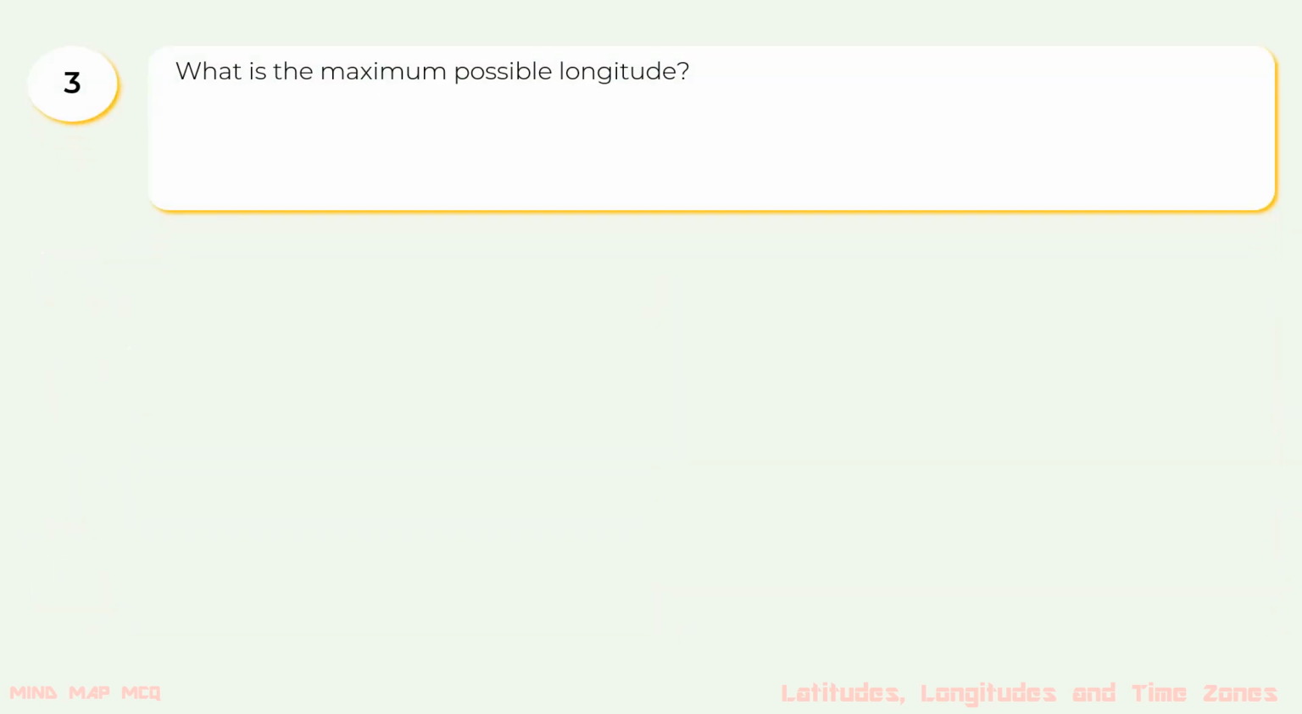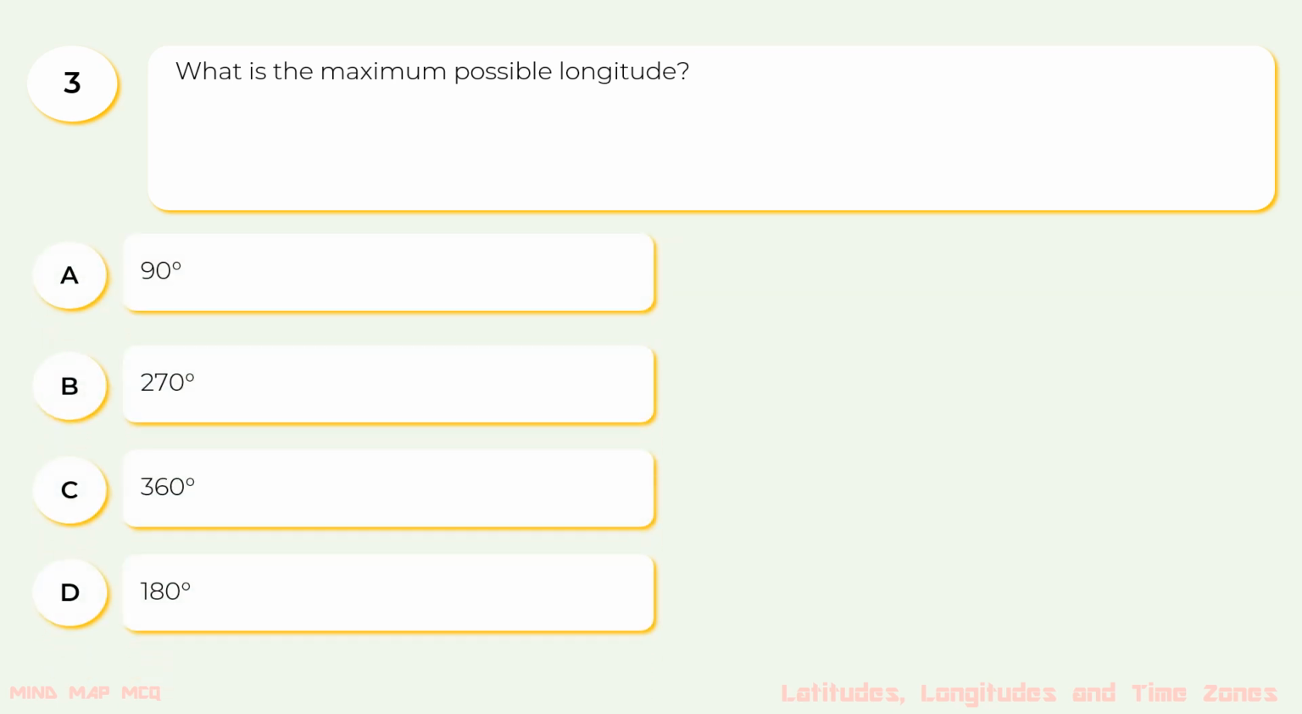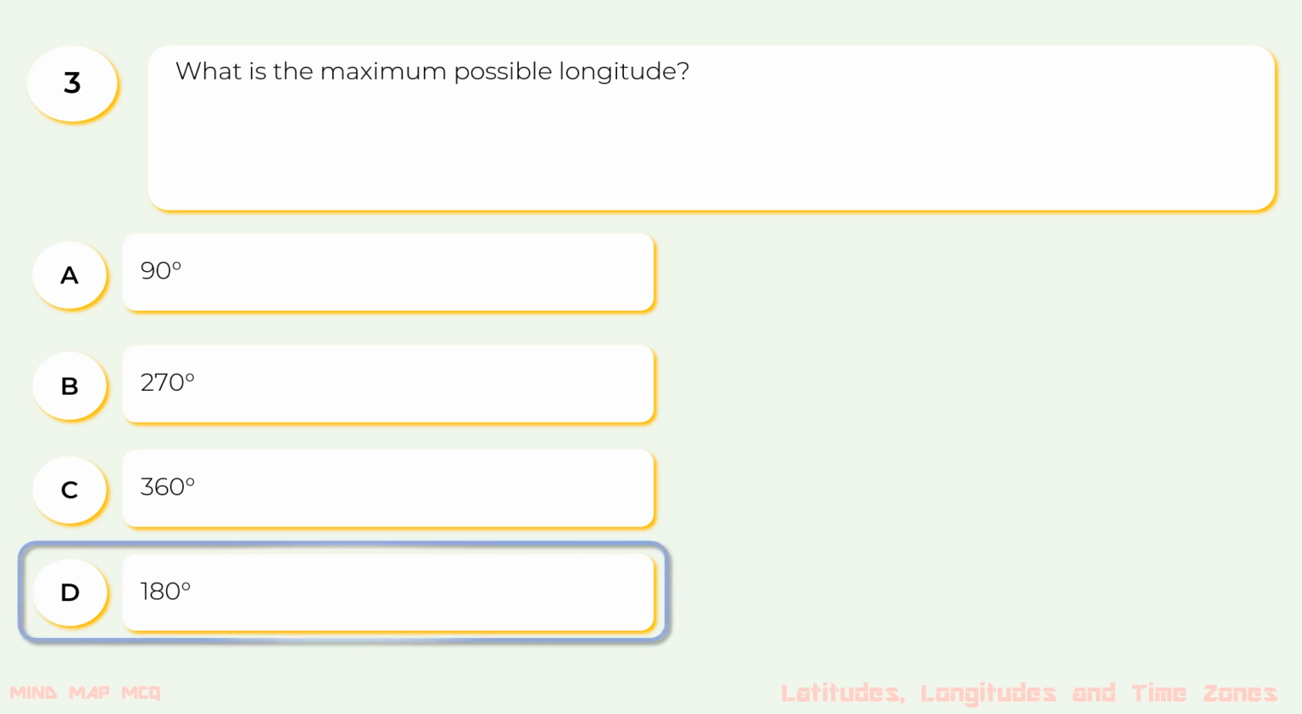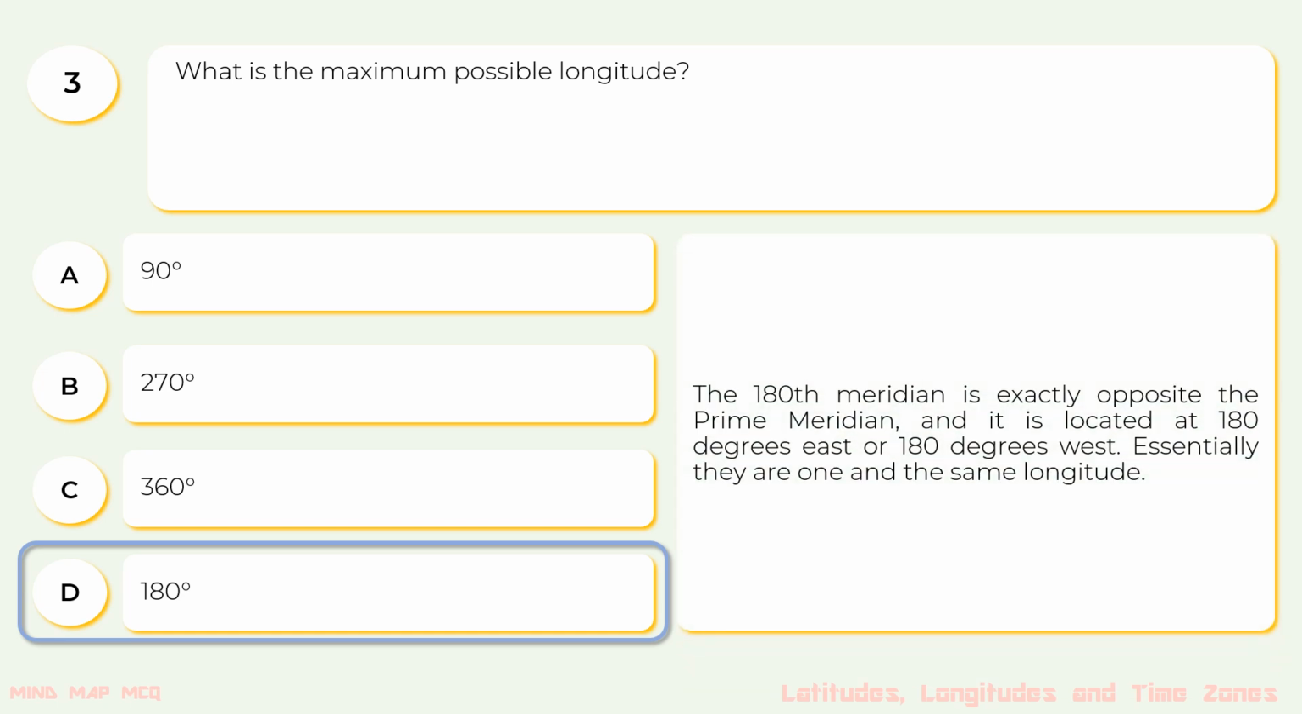3. What is the maximum possible longitude? The options are A, 90 degrees, B, 270 degrees, C, 360 degrees, or D, 180 degrees. The correct option is D, 180 degrees. The 180th meridian is exactly opposite the Prime Meridian and is located at 180 degrees east or 180 degrees west. Essentially, they are one and the same longitude.